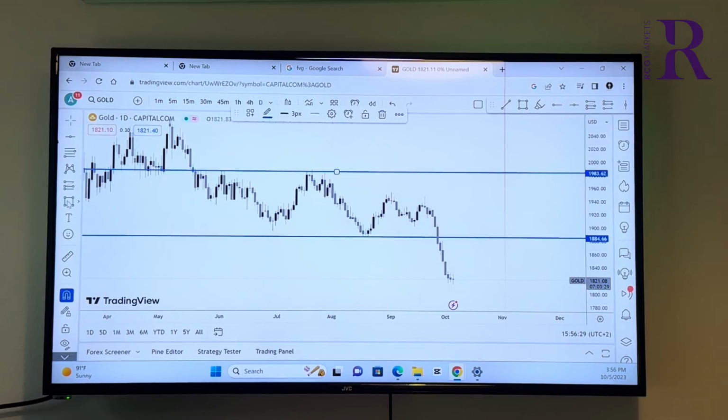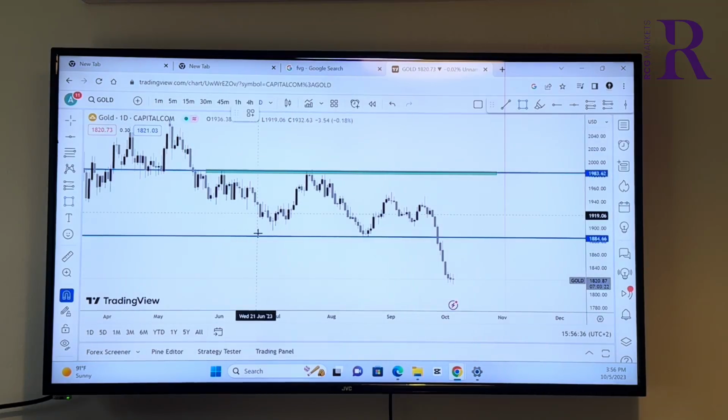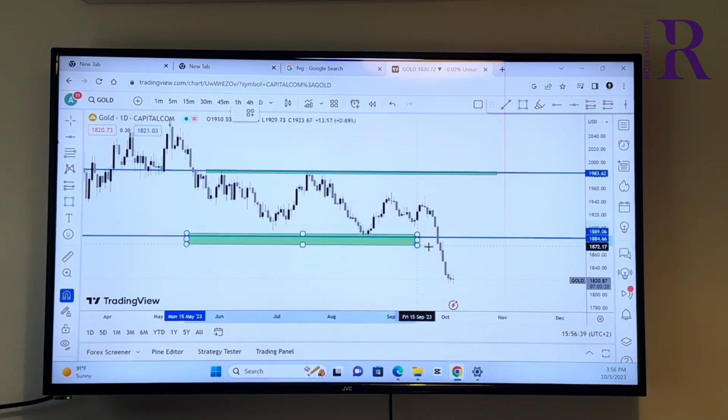See that? There's just a basic update on gold. That's the high. Price actually now breaks out of that. If you look at it there, quite easy.